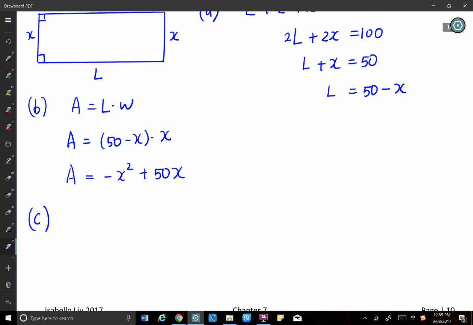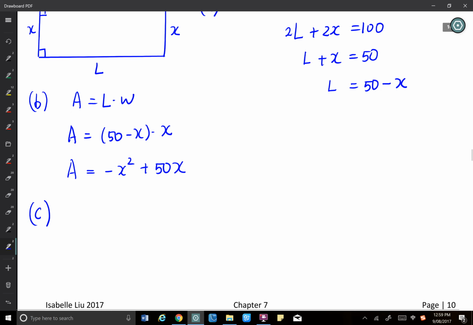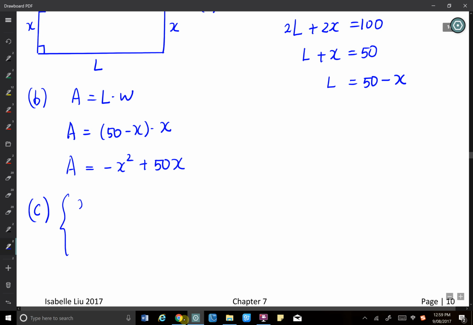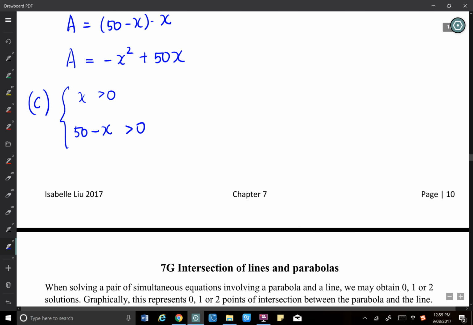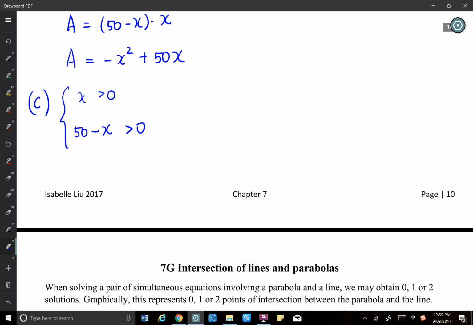You can use two things to set that up. First, x represents the width, and the width must be greater than 0. Second, 50 minus x represents the length, and the length needs to be greater than 0 as well. Both length and width need to be greater than 0, and then we can form a rectangle.